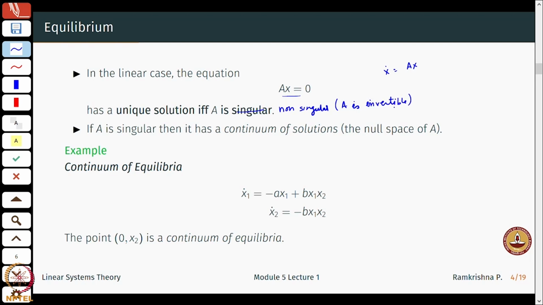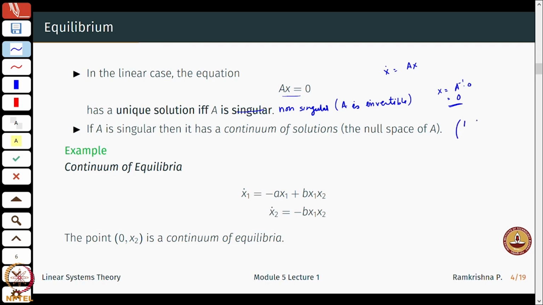So, in case A is invertible, I can just write that x is A inverse times 0, that is 0. So, the origin is the unique solution of this equation if and only if the matrix A is invertible. On the other hand, what happens if A is singular?